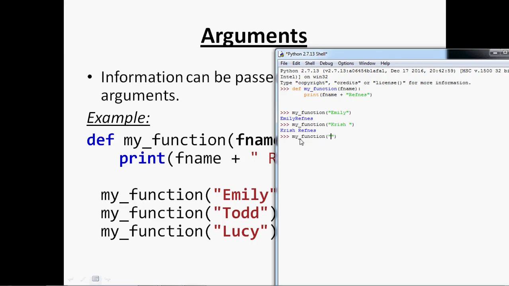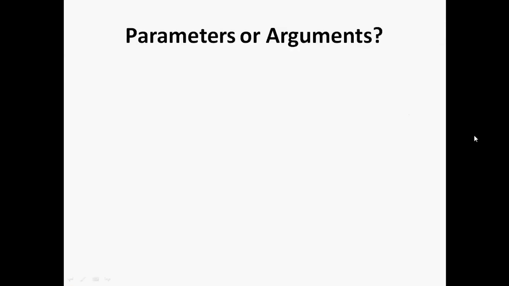Let's take one more example. I am taking Rajat as the argument while calling this function. Pressing enter, it results in the passed argument concatenated with the string reference. We have seen how to pass arguments inside a function. There are 2 terms which are used. One is parameters, another is arguments.